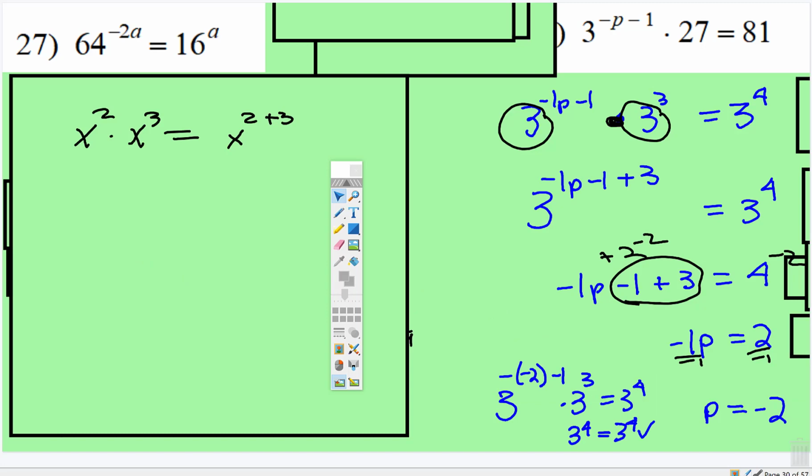And then we do the check. That becomes 3 to the 4th is equal to 3 to the 4th. So it checks out. All right, that's it for exponential equations when the bases are changed and when you have to use laws of exponents.